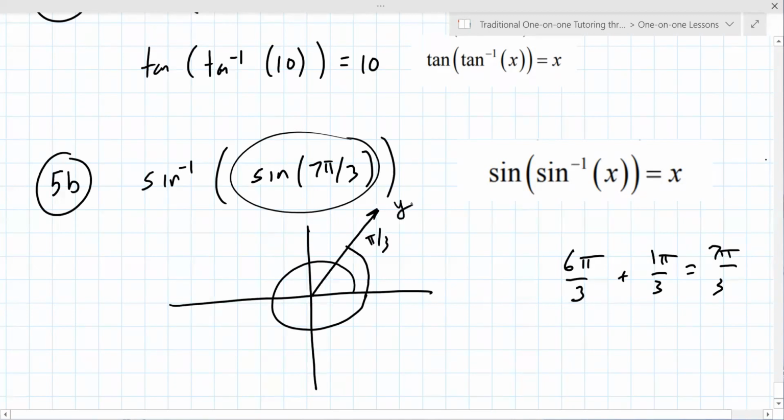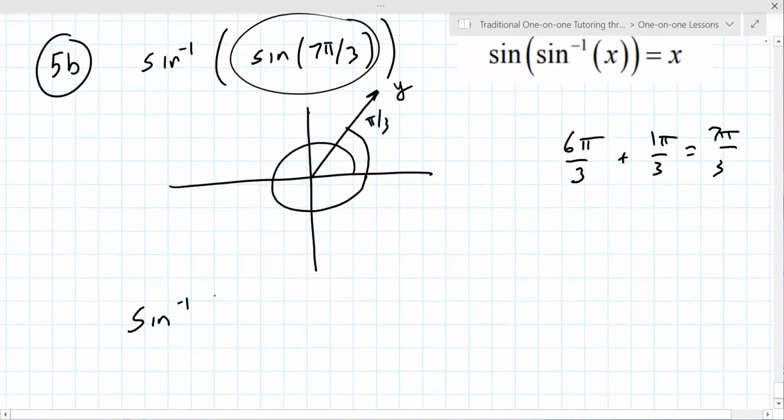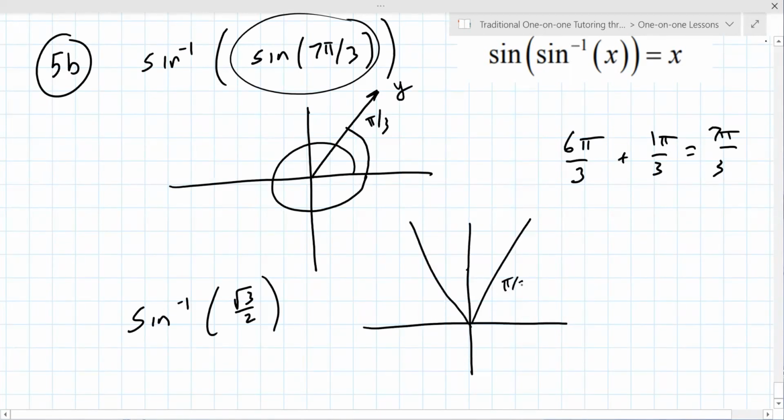What's the y value there at sine of 7 pi over 3? Square root of 3 over 2. Yes. So this is the sine inverse of the square root of 3 over 2. Again, it's like one of those early problems: for what angle is the sine of that angle square root of 3 over 2? It's in two places, here and here. So pi over 3 and 2 pi over 3.